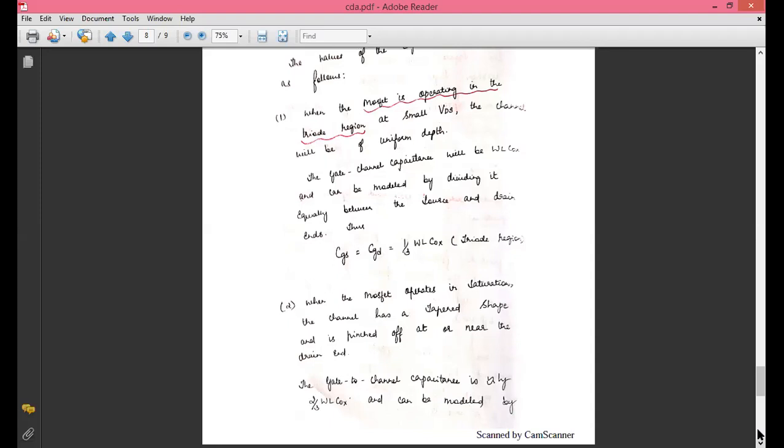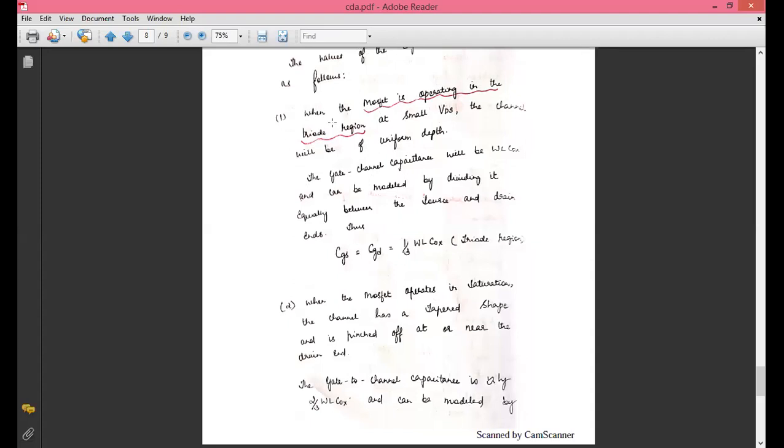Three. One is triode region, second one is saturation region, the third one is the cutoff region. See what happens in triode region, there exist few capacitance effects. I repeat, when MOSFET is operating in triode region, it will give some capacitance effect. Similarly, when MOSFET is operating in saturation region, it will give some capacitance effect. When the MOSFET is operating in cutoff region, it will give some capacitance effect. So when MOSFET is operating in different regions, different capacitance effects will be considered.